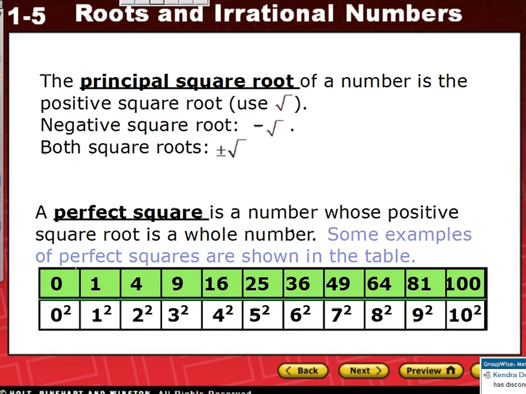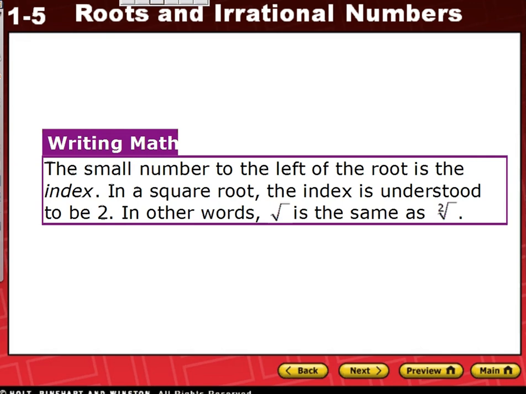Perfect squares. A whole list of them there. You should have those pretty well memorized. That little number off to the side, it's called the index. We don't use it on a square root. It's assumed to be a 2. On other ones, though, like cube root and 4th root and things like that, you would actually write the little tiny 3 or 4.